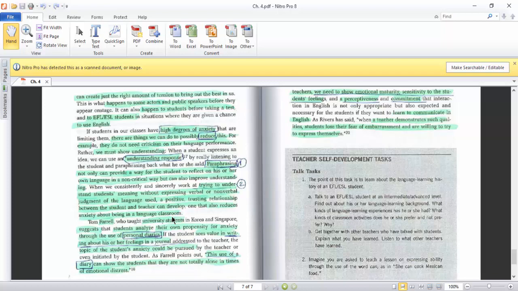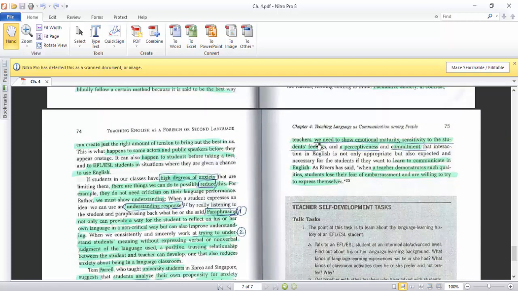The second way to reduce the degree of anxiety is the personal diary. If the student sees value in writing about his or her feelings in a journal, addressing to the teacher the topic of the student's anxiety, it can be persuaded by the teacher or even initiated by the student. Farrell points out that the use of a diary can show the student that they are not totally alone in times of emotional distress.